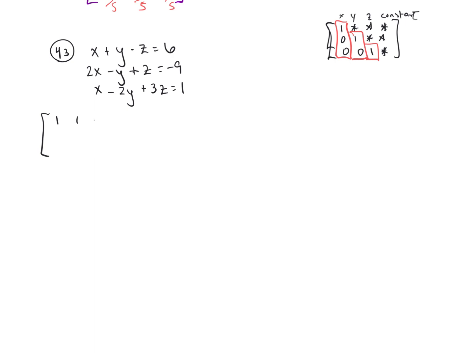So 1, 1, -1, +6. And then 2, -1, 1, -9, 1, -2, 3, 1. Okay, so we have good news. The good news is we are starting out with a 1 in this top left corner. If not, you can always switch rows to get a 1 there, or you would have to divide everything in that column to get a 1. You could also add, there's a whole bunch of things you can do.